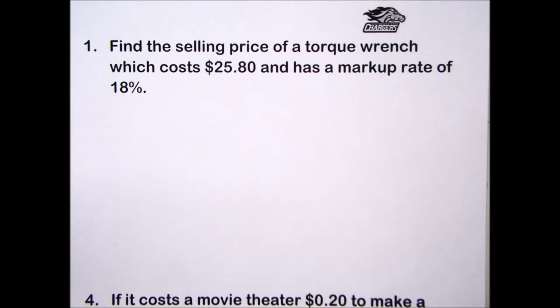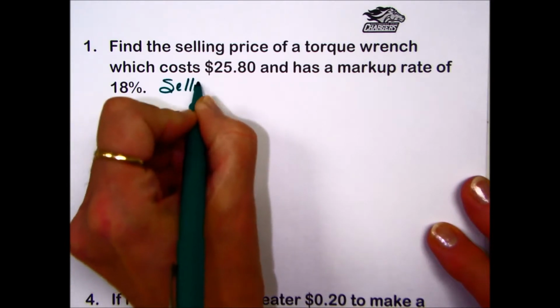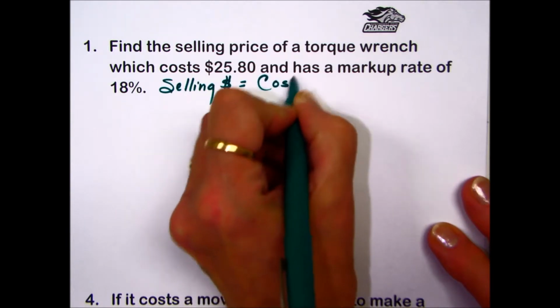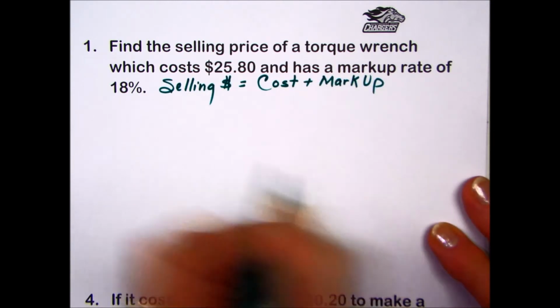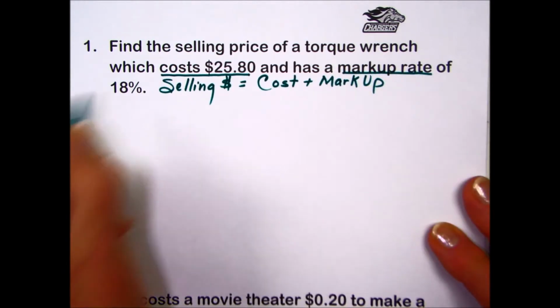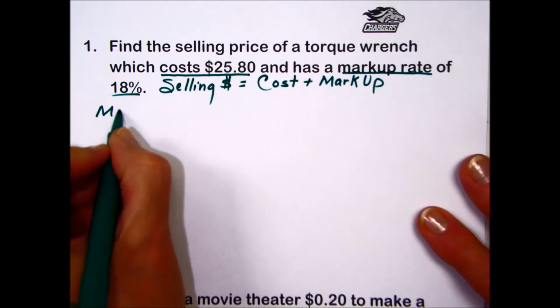In practice set 4, found on page 12, problem number 1 says find the selling price of a torque wrench which costs $25.80 and has a markup rate of 18%. To find the selling or the retail price, we'll go with the generic formula, which is cost plus markup. In this problem, they indicate what the cost is, but they give us the markup not as an exact value, but as a percentage. So the first thing we have to determine is the markup.